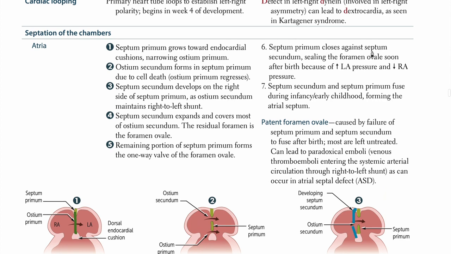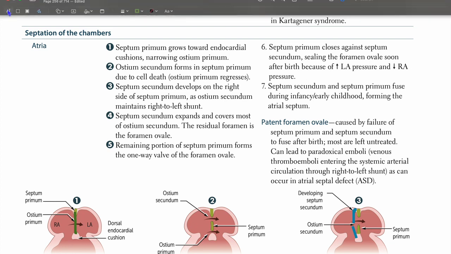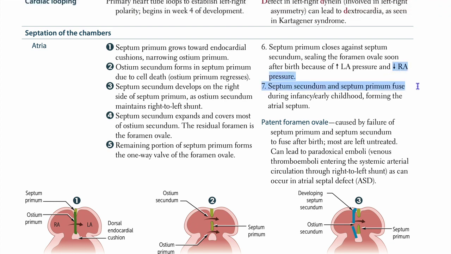Septum primum closes against septum secundum, sealing the foramen ovale soon after birth because of increased left atrial pressure and decreased right atrial pressure. So why is there decreased right atrial pressure? It's because the lungs have opened up now. So the right atrium can go into the right ventricle, and then the right ventricle can enter the pulmonary arteries. Okay. That's why there's a decrease of this.